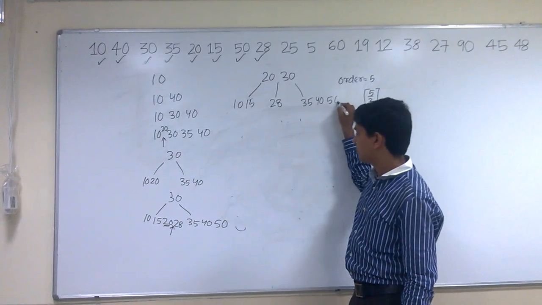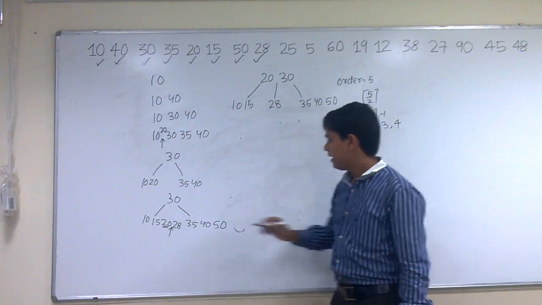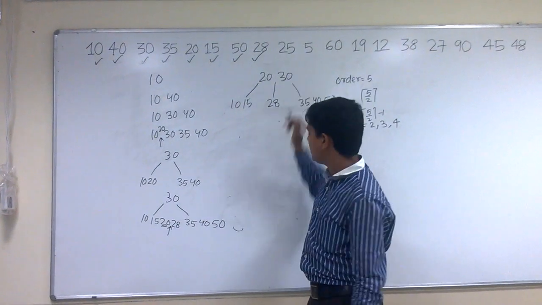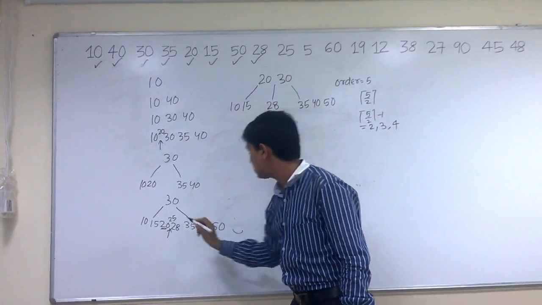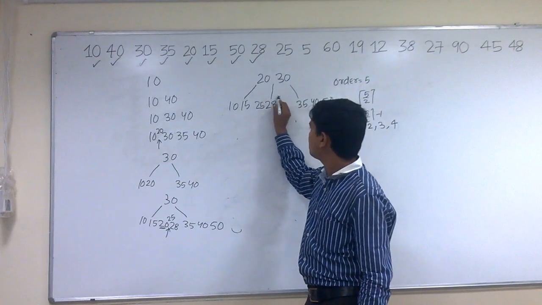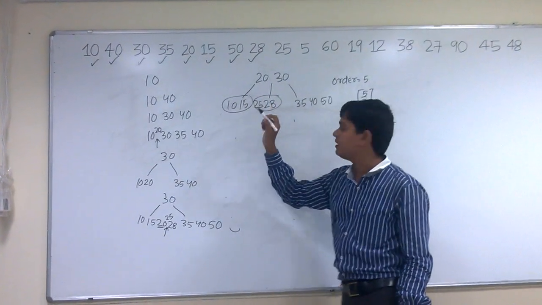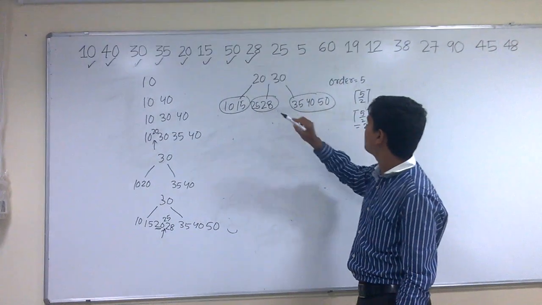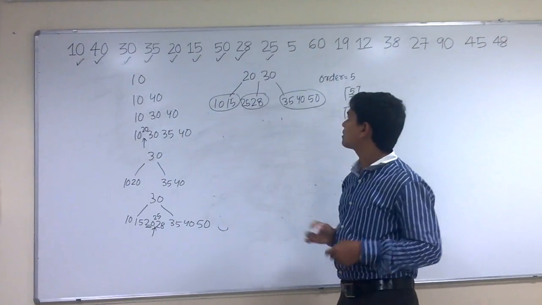and it is 50. And the item to be inserted is 25. 25 is present here. So this is the node 25, and this is 10, 15, and this is 35, 40, and 50. So this ends the insertion of 25.